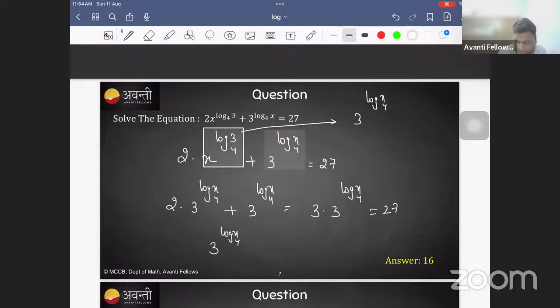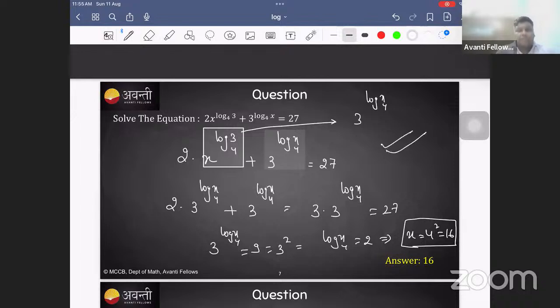Means 3 to the power log x base 4 is 9. That is 3 square. So log x base 4 is 2. Implies x is what? 4 raised to the power 2, that is 16. All right. So again, important question, good question, and using a very good property. Got it?